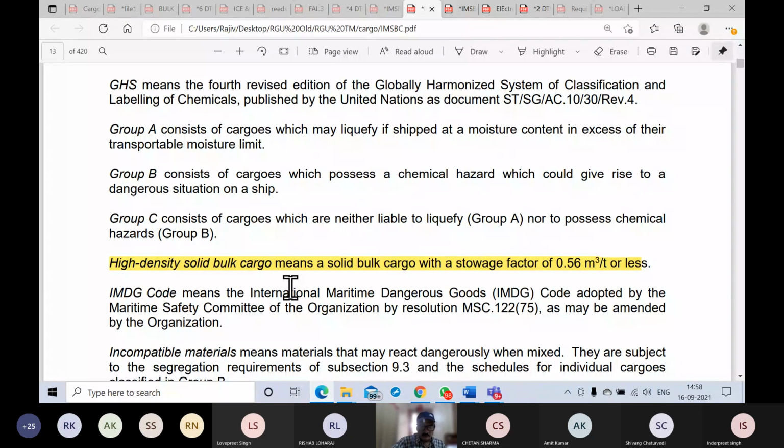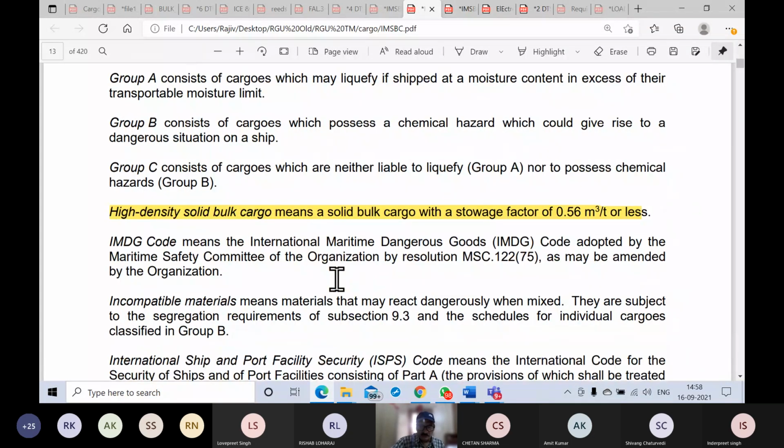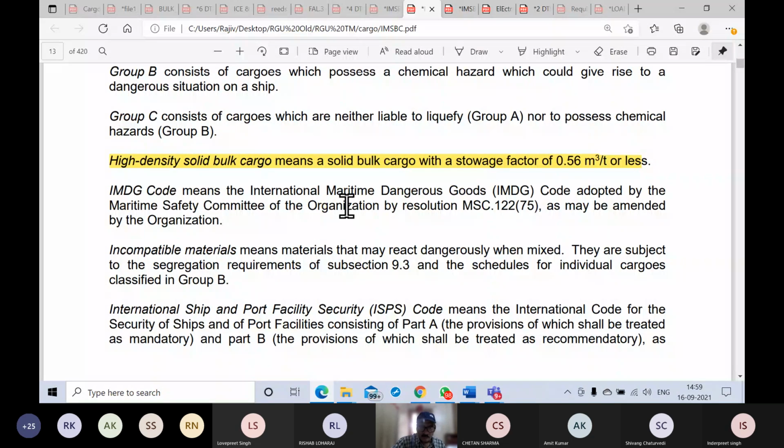High density solid bulk cargo. This is defined as per the code: solid bulk cargo with a stowage factor of 0.56 meter cube per ton or less. Stowage factor 0.56 meter cube per ton or less will be defined as high density solid bulk cargo.